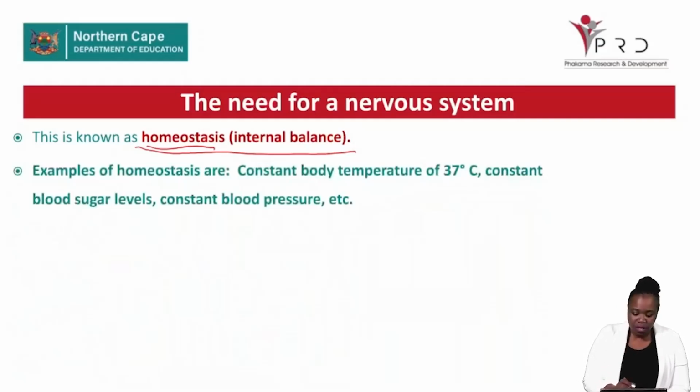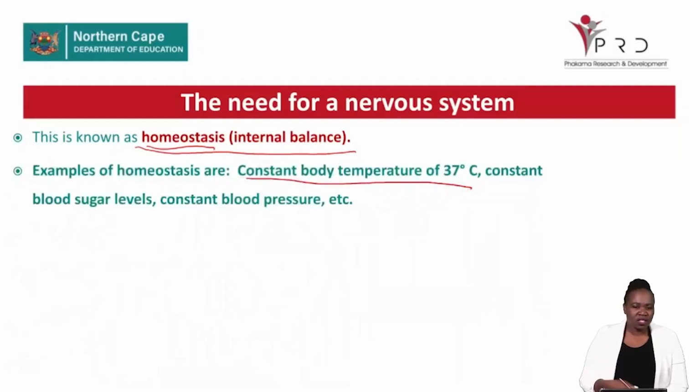So examples here would be the constant body temperature. We know that the body temperature remains around 37 degrees Celsius. If it increases, it cannot increase too much. If it decreases, it also cannot decrease too much.